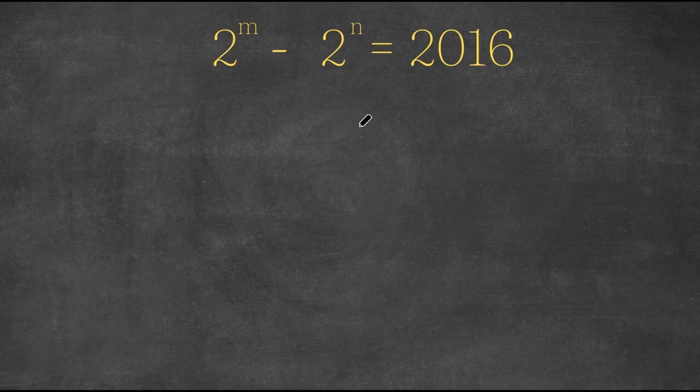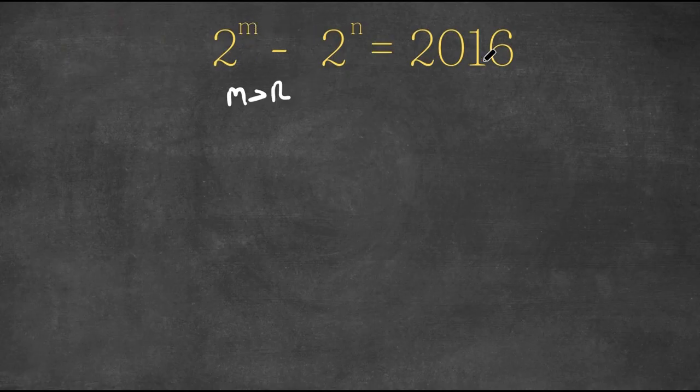In today's video, I'm going to be teaching you guys how to solve this exponential equation. So we have 2 to the power of m minus 2 to the power of n is equal to 2016. Now, by knowing this, we could actually decipher a couple things. Because 2016 is positive, we know that m has to be greater than n.